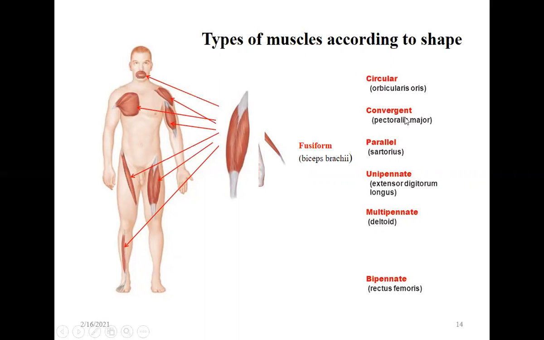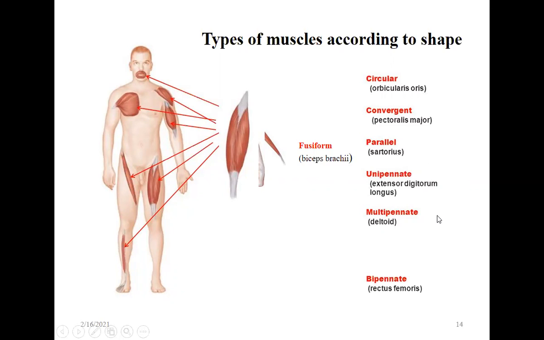Then we have the convergent muscle, that is the pectoralis major. This is the pectoralis major muscle. Here, this one. Then the parallel muscle, sartorius, as we saw, this is the sartorius muscle here. Then unipinnate muscle, extensor digitorum longus. You see here, this is the extensor digitorum longus.